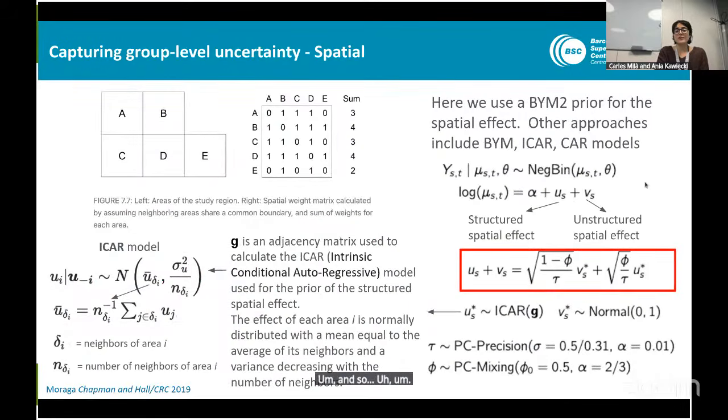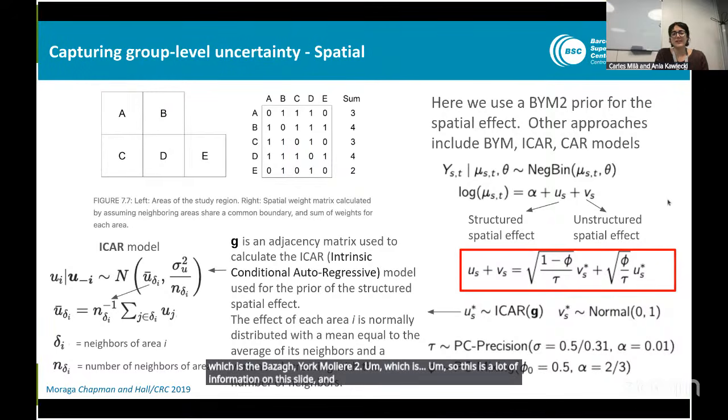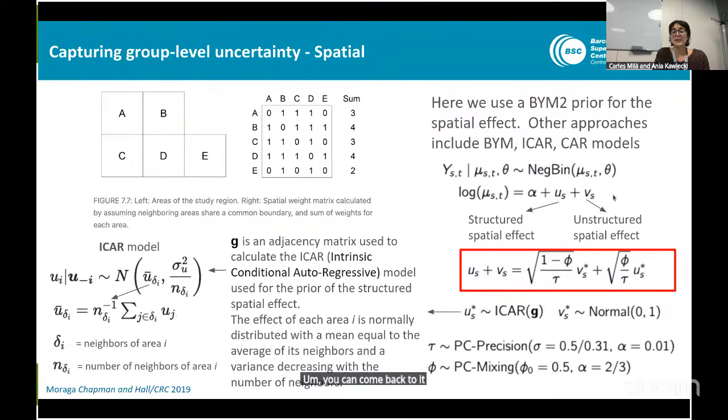A prior we tend to use for spatial effects, for capturing the spatial uncertainty, is the BYM2 prior, which is the Besag-York-Mollié 2. This is a lot of information on this slide, and you don't have to look at it now, but maybe in the future when you want to fit a spatial model, you can come back to it and be like, oh, this is helpful.